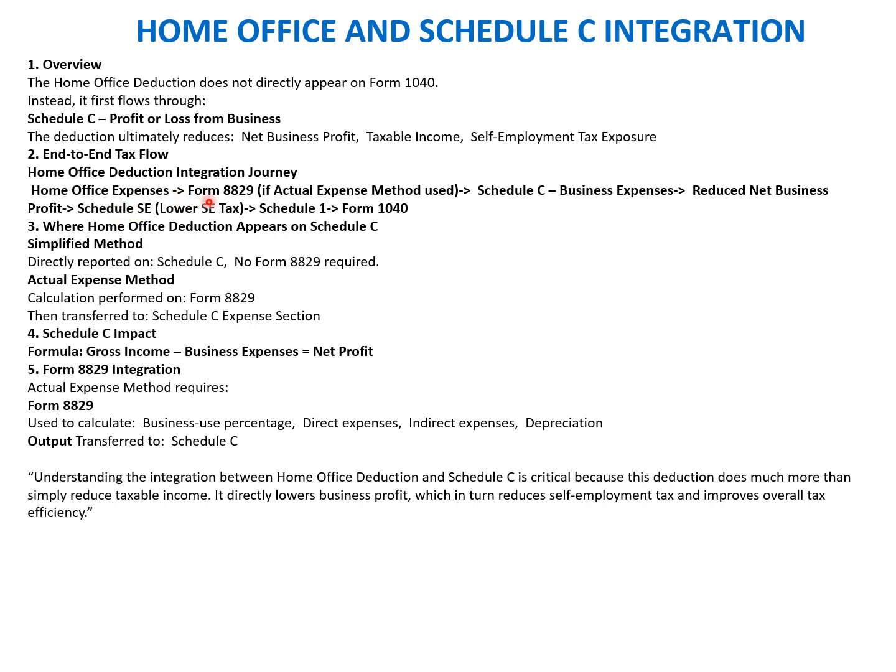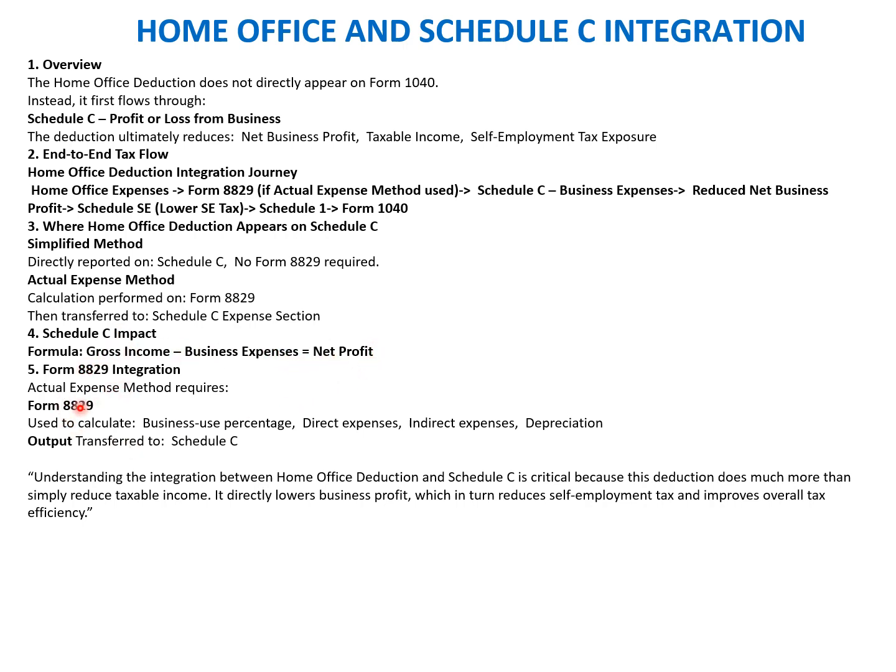From Schedule SE, it flows into Schedule 1, and then finally the information flows into Form 1040. So the simplified method is reported directly to Schedule C, with no Form 8829 required, but for the actual expense method, the calculation is performed on Form 8829. We'll talk about this in detail in the upcoming slides. The Schedule C impact is that gross income minus business expense is equal to net profit.